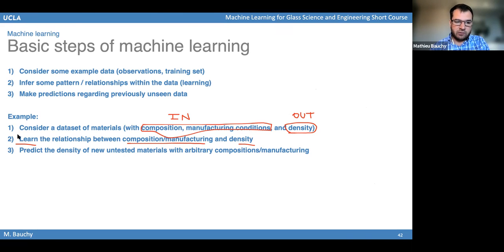And once this is done, once the model has learned, then you can move to the prediction. It means that now you can take new glasses with an arbitrary composition, including glasses that were not used to train the model, and the model will be able to predict the density of those glasses. So this is the first step. First, you take some data, then you learn based on those data. And once you have learned, then you become able to make some predictions. So these are the three basic steps of machine learning.